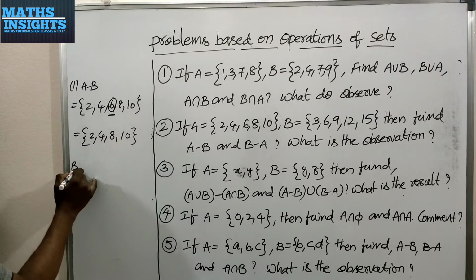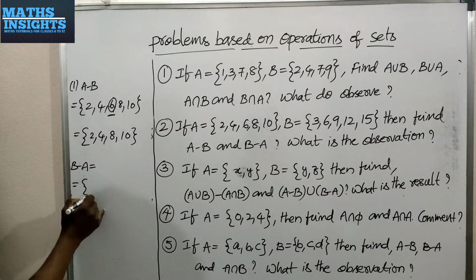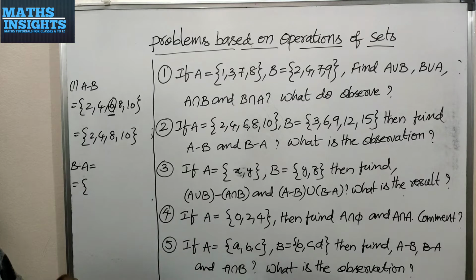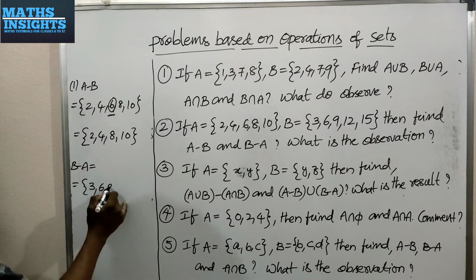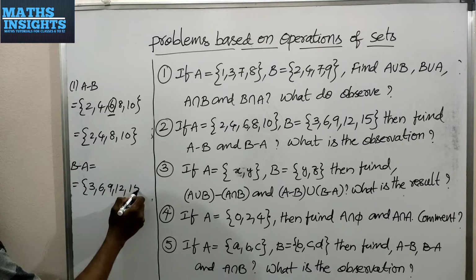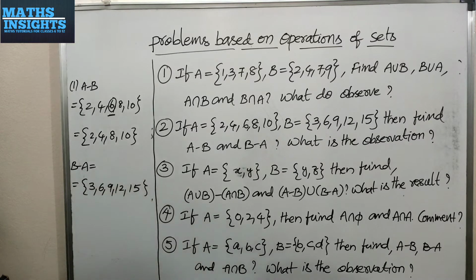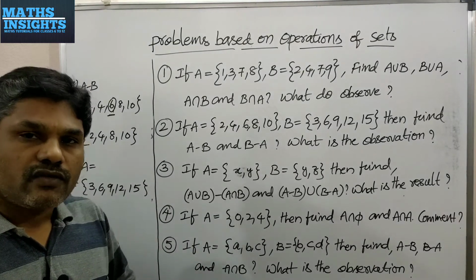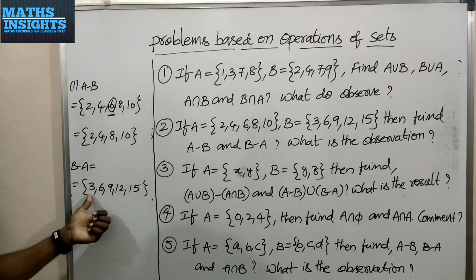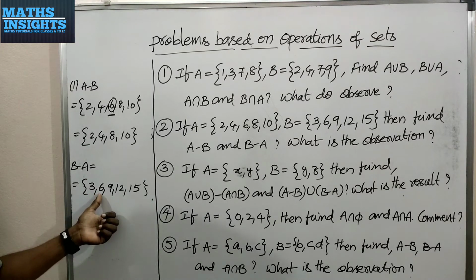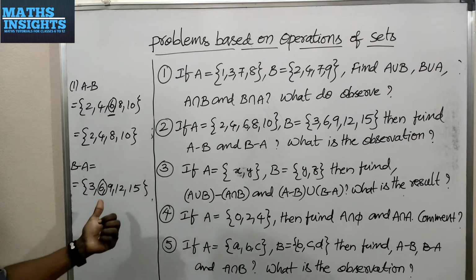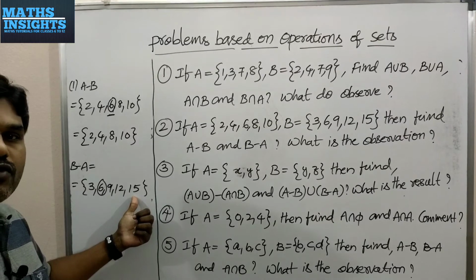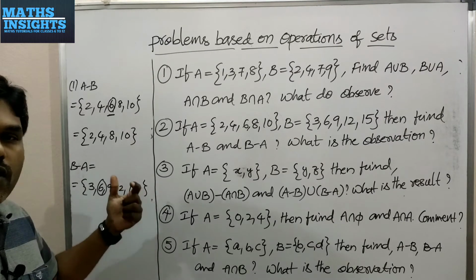And coming to B minus A, that is the difference of B and A. First I will write all the elements of B: 3, 6, 9, 12, 15. After writing this, you have to strike out the elements which belong to A. If you observe, 3 is not in A, therefore it should be in B minus A. 6 is there, therefore you should not write it. And all the remaining elements belong to only B and not in A.